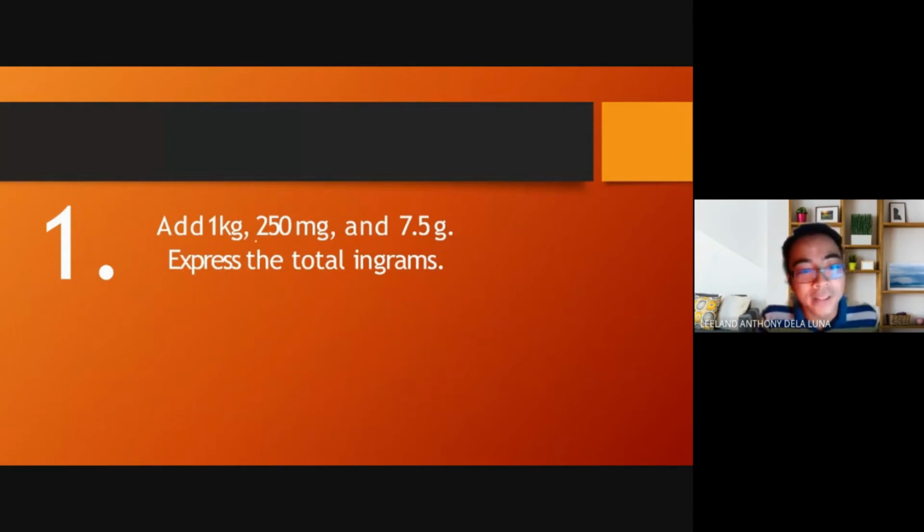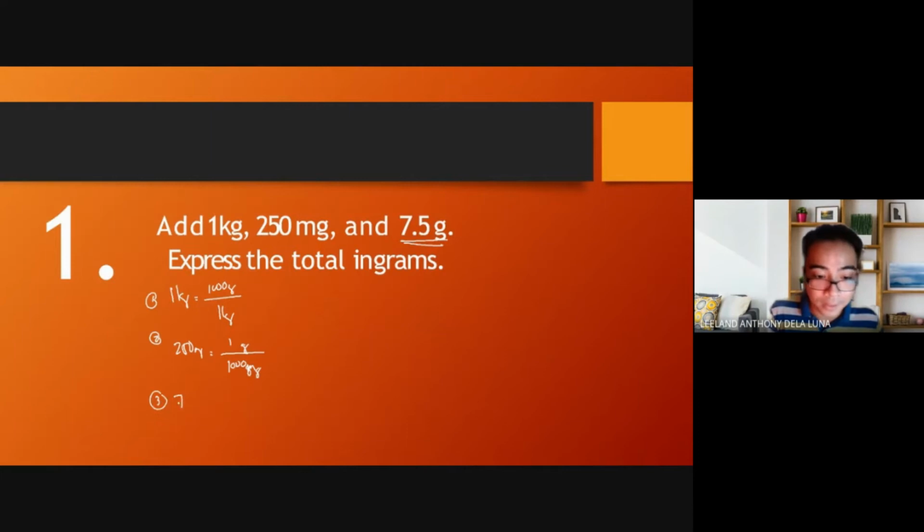Right? So class, for example, add 1 kilogram, 250 milligrams, and 7.5 grams. Express the total in grams. Okay? So now, class, I know it should be in grams. So I will first convert everything that is not in grams into grams. So that's 1 kilogram. So it says it should be in grams. So what we'll do is 1 kilogram is equivalent to 1,000 grams. Alright? Then milligrams, 250 milligrams. We said there are 1,000 milligrams in 1 gram. Then of course, 7.5 is already in grams, so I won't touch that. So that's 7.5 grams. So here, we have 1,000 grams.